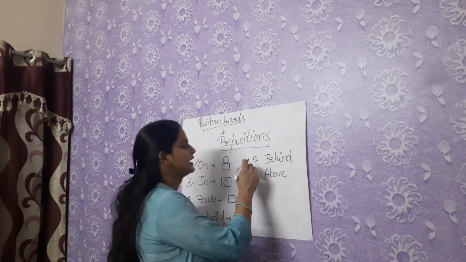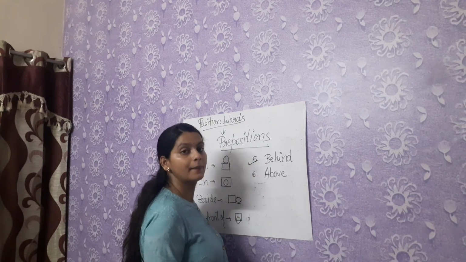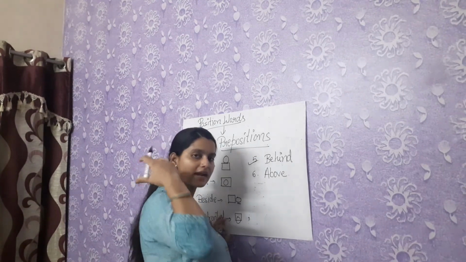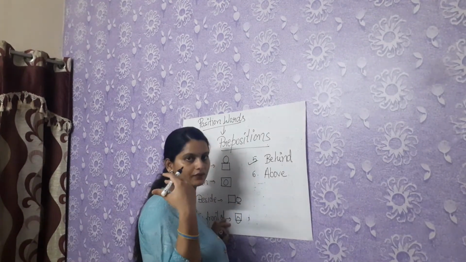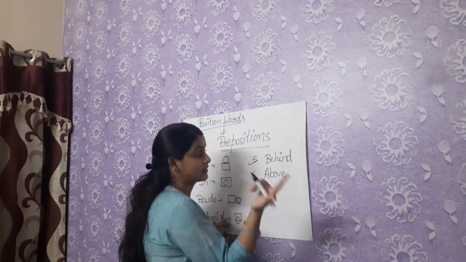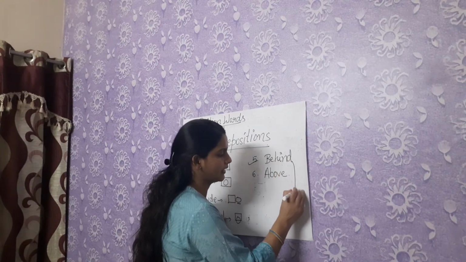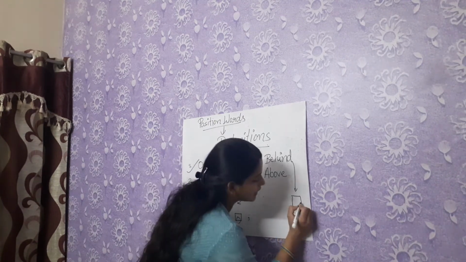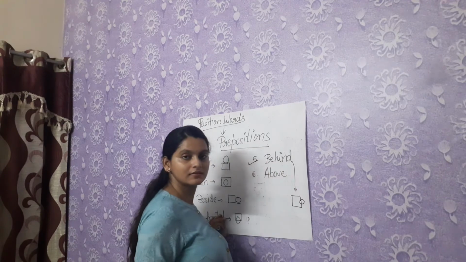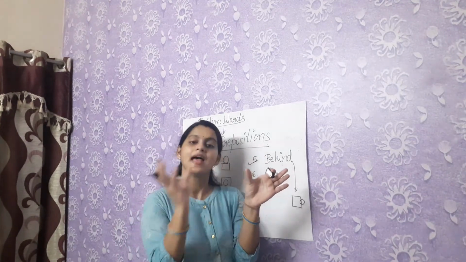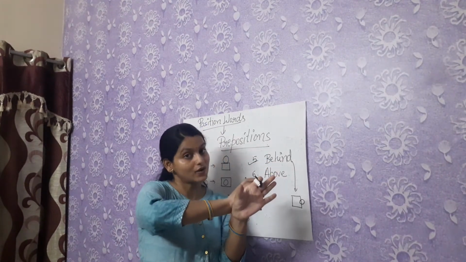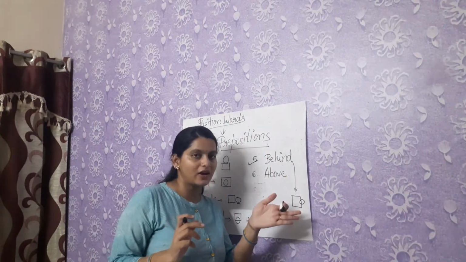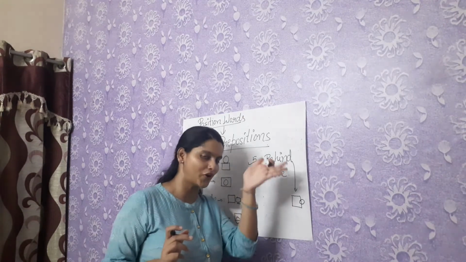Now, the next is behind, at the back. When you are hiding, or standing behind someone, at the back of someone. For example, the box is here and the ball is at the back of the box. That means the ball is behind that box. So we use the word behind, at the back of that object, noun or pronoun.